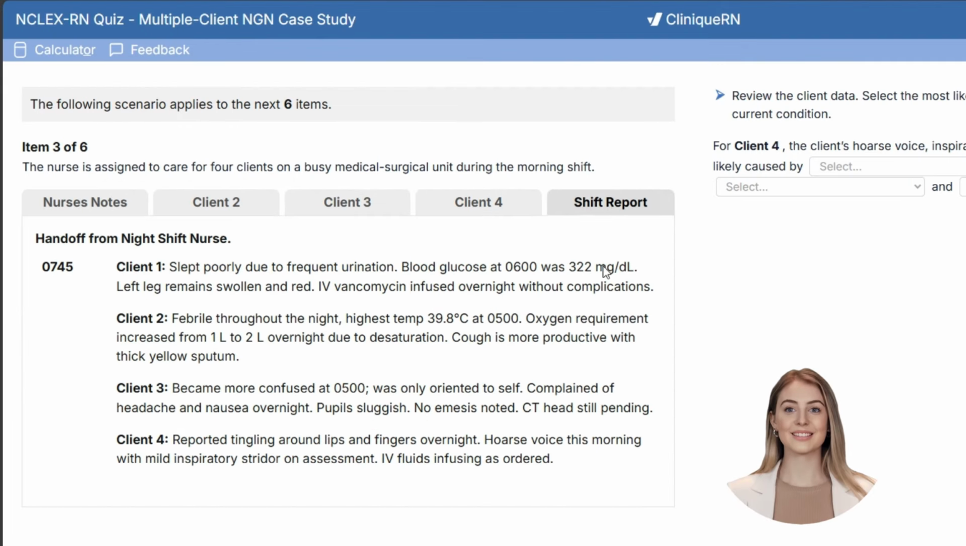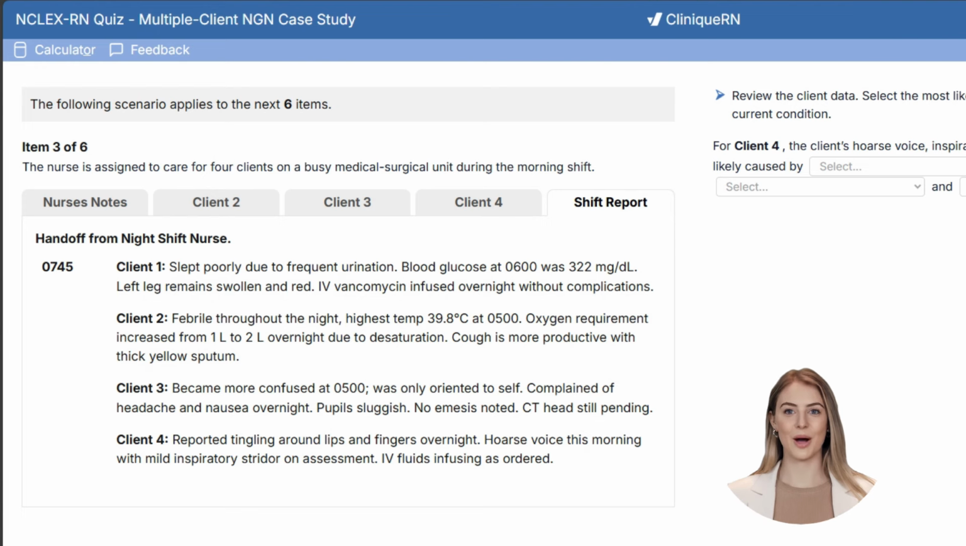All right, so let's assess the data points for the third scenario. Analyze the shift report. Client 1. Slept poorly due to frequent urination. Blood glucose at 0600 was 322 milligrams per deciliter. Left leg remains swollen and red. IV vancomycin was infused overnight without complications.